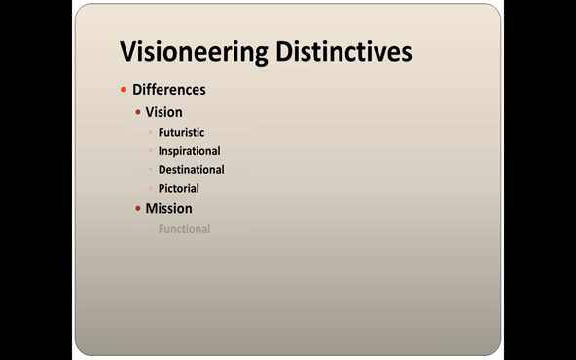Mission, in its differences from vision, is functional. It's what you're doing, not where you're headed. It's informational. It's really not inspirational. It tells them what they're supposed to be doing. It's directional instead of destinational. They're headed in a certain direction from point to point on the map and on your journey, and they're headed for a final destination. And then it's practical, not pictorial. It's mechanical, if you would.